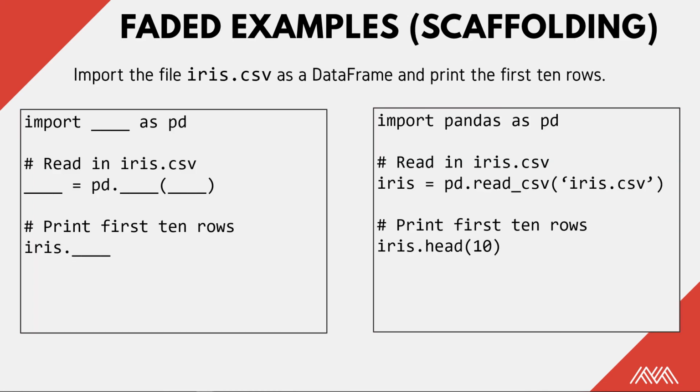So here's another thing that we can do called a faded example, also known as scaffolding. More or less fill in the blank, right? So we have some roughly filled out code. We just need students to fill in those blanks and come up with the code to do what we have asked for. So again, we're taking something halfway completed and asking them to tailor that to meet their needs.